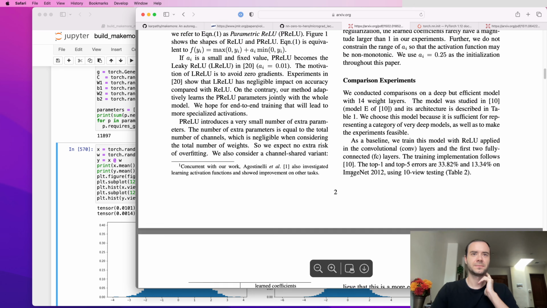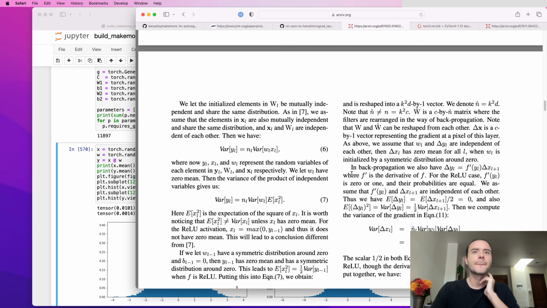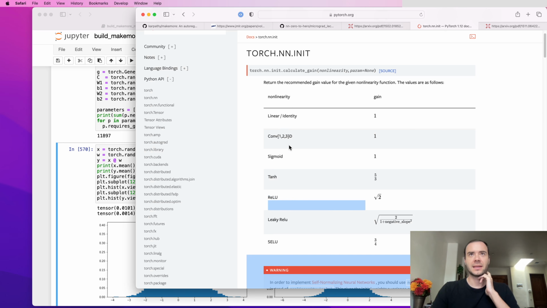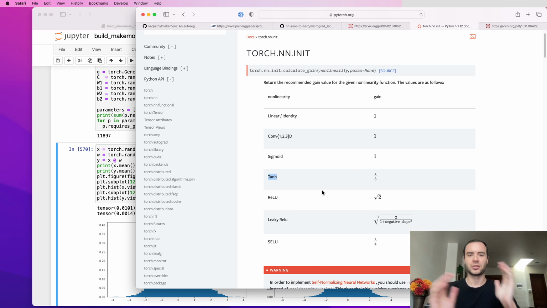is because in this paper, you see how the 2 is inside of the square root, so the gain is a square root of 2. In the case of linear or identity, we just get a gain of 1. In the case of tanh, which is what we're using here, the advised gain is 5/3. And intuitively, why do we need a gain on top of the initialization?